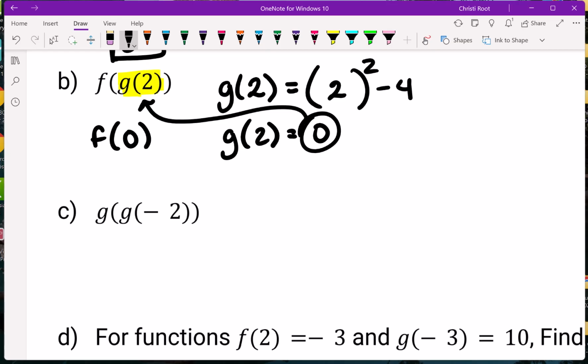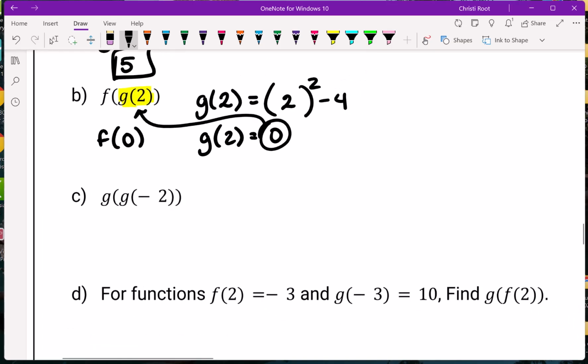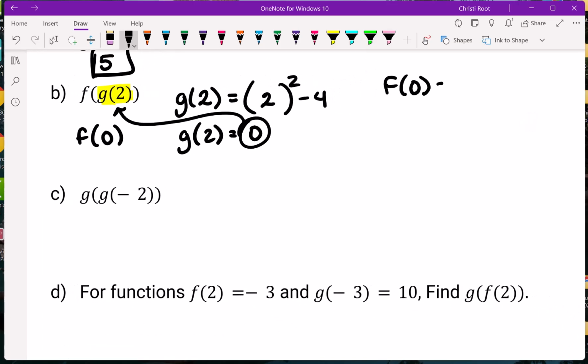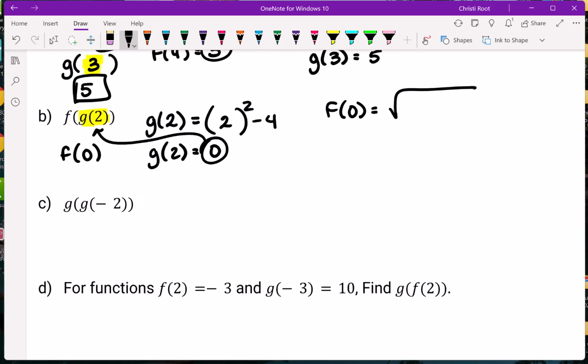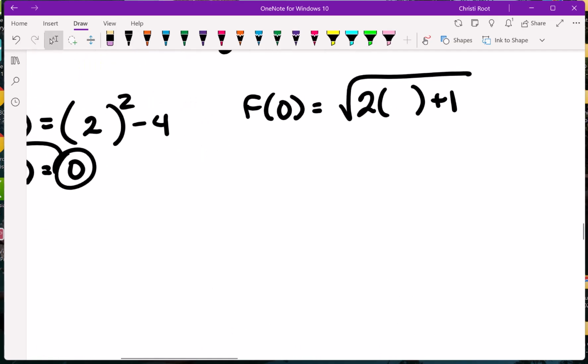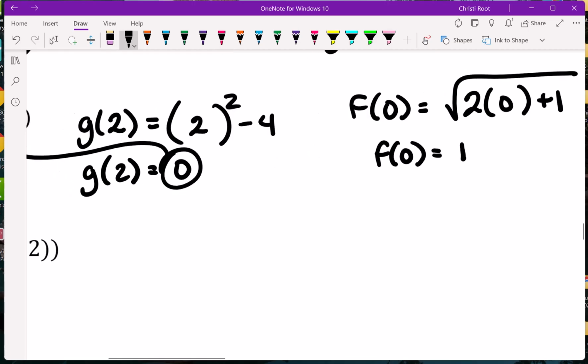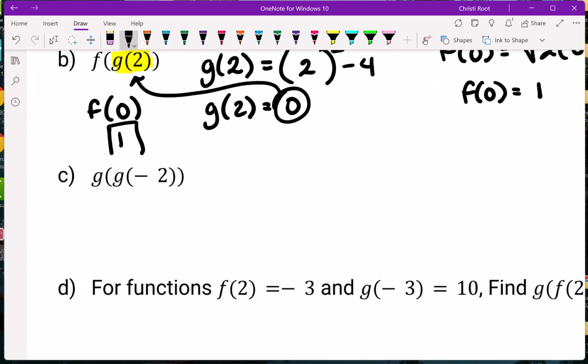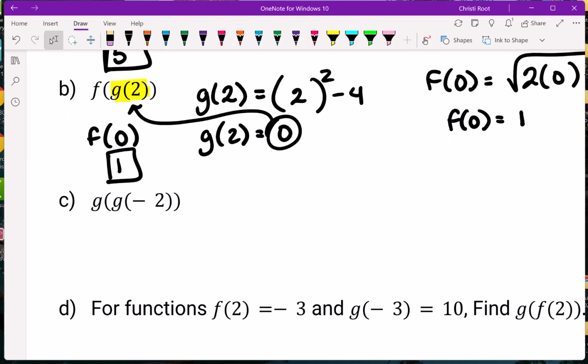So now I have a new, it's kind of like the second step. So work inside out. The second step is to find f of 0. So now your input is 0, and I have to figure out the output when I plug 0 into the f function. The f function is a square root function, and I'm going to leave parentheses where there's an x. So I'll plug in the 0. So f of 0 is going to wind up being equal to 1 when we simplify that. So the final answer for the composition of functions is 1.